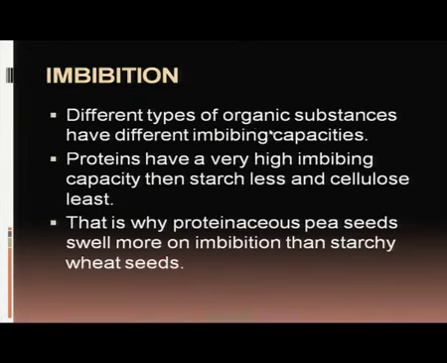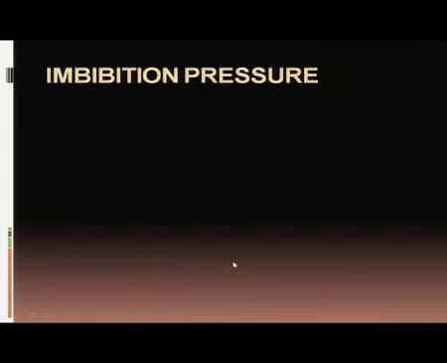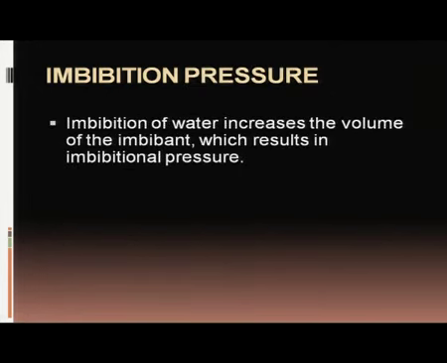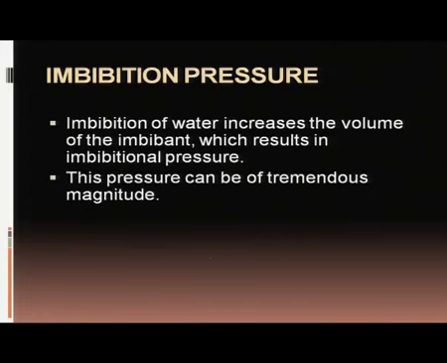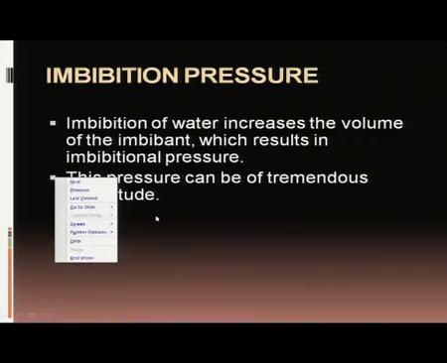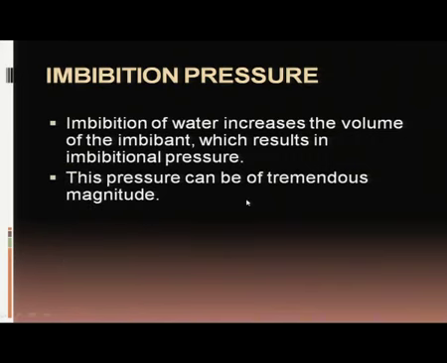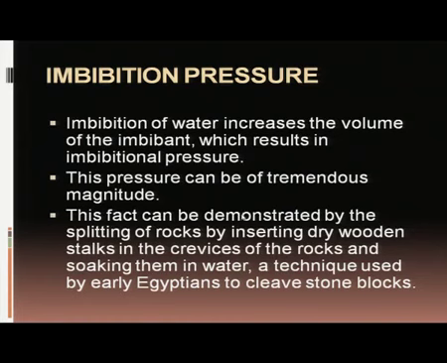Different types of organic substances have different imbibing capacities. Proteins have high imbibing capacities as compared to starch, and that is why proteinaceous pea seeds swell more on imbibition. Now, when imbibition occurs, there is an imbibition pressure also, because of the increasing volume of the imbibant. This pressure can be of tremendous magnitude.